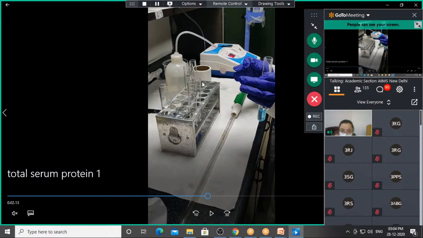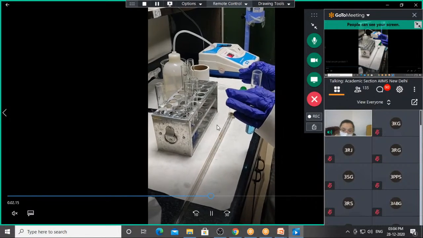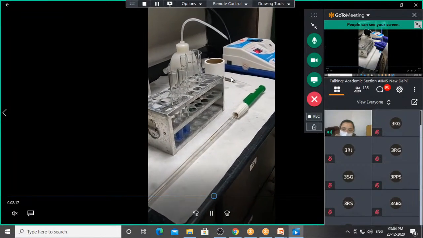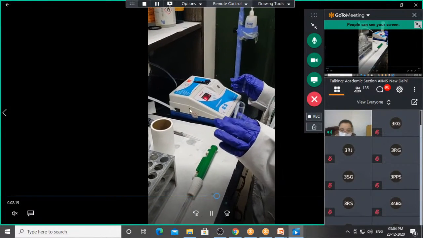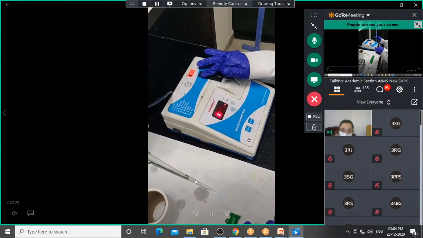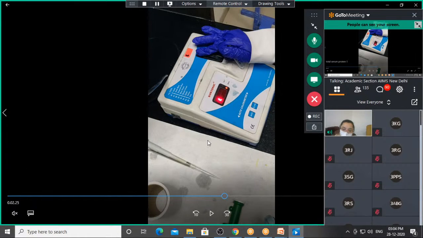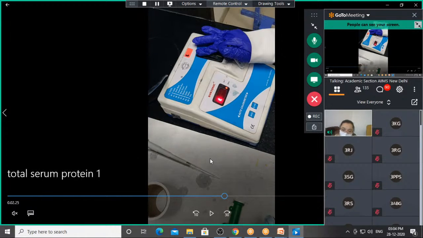Okay, 5 ml in each, and then after the incubation of 10 minutes I have to measure the OD, or absorbance, of the solution. So first of all we have to set the filter. For this protein estimation, the lambda max is at 540 nanometer, which means at 540 nanometer wavelength the absorbance is maximum. So I will set the filter.